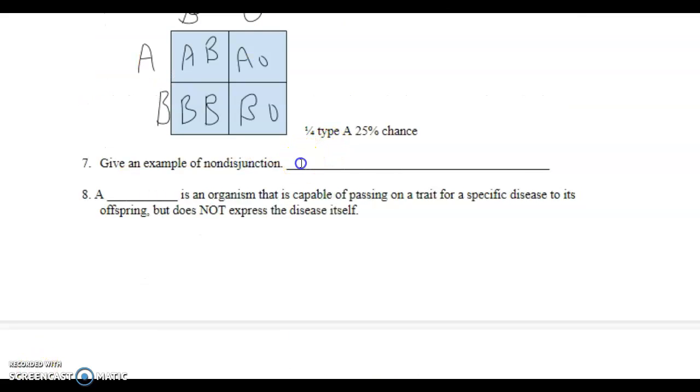Number 7 says, give an example of nondisjunction. Okay, remember, nondisjunction is when the sister chromatids fail to separate appropriately during anaphase 2 of meiosis. So an example of nondisjunction, that means one of the gametes is going to end up with too many chromosomes and the other gamete is going to end up with too few. So if it happens with chromosome number 21 and that egg or sperm ends up with 2 copies of chromosome 21 and then it's fertilized with another chromosome 21, it has a total of 3 chromosome 21s. That would be trisomy 21 or Down syndrome. So Down syndrome would be an example of nondisjunction.